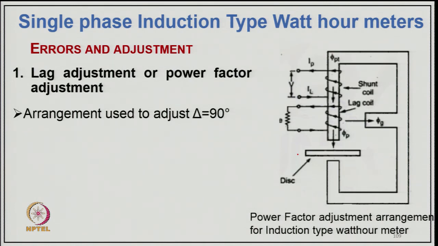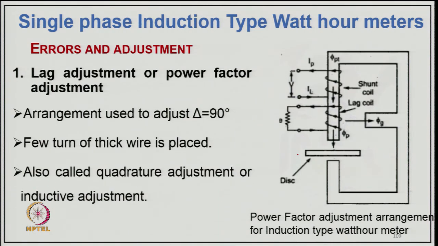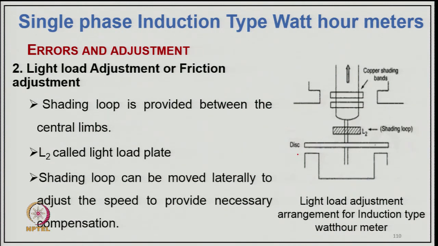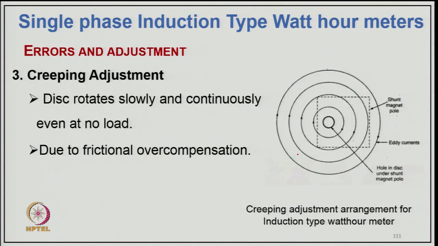Now, coming to the single phase induction type of energy meter, the errors and adjustments. First, there is the lag adjustment or power factor adjustment, an arrangement used to adjust phi equal to 90 degrees. Turns of thick wire are placed, and it is also called quadrature adjustment or inductive adjustment. Then comes the light load adjustment or friction adjustment. A shading loop is provided between the central limbs, called the light load plate, and the shading loop can be moved laterally to adjust the speed to provide the necessary compensation.